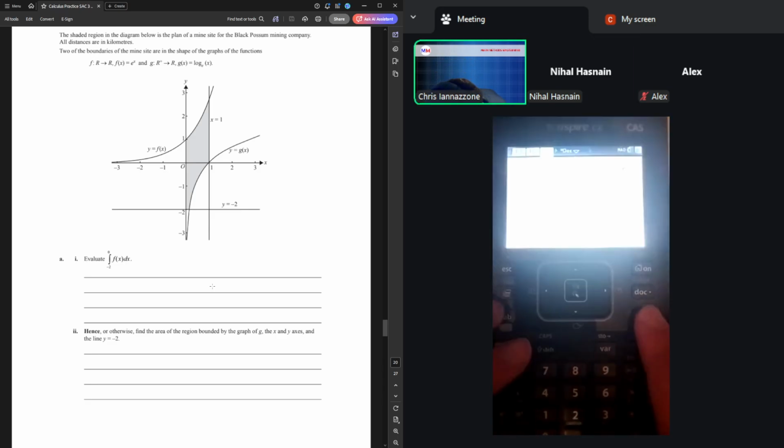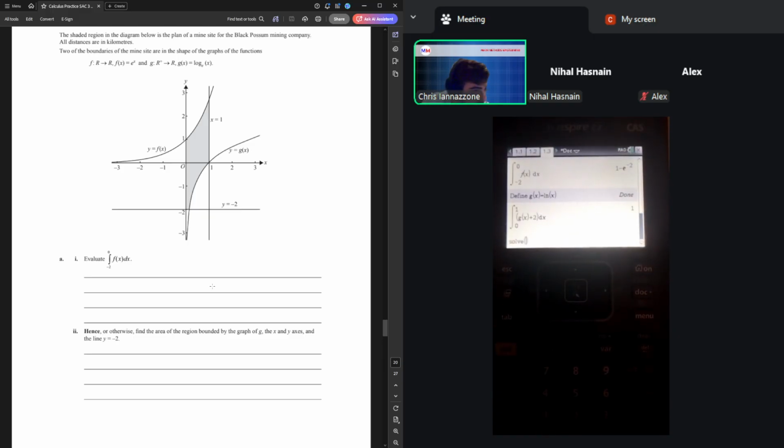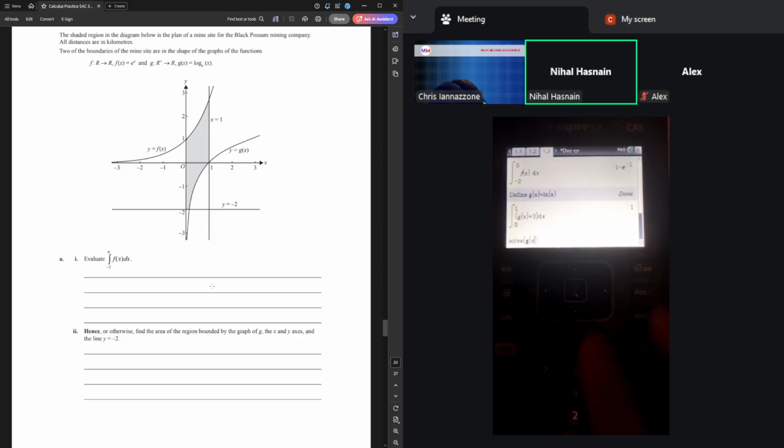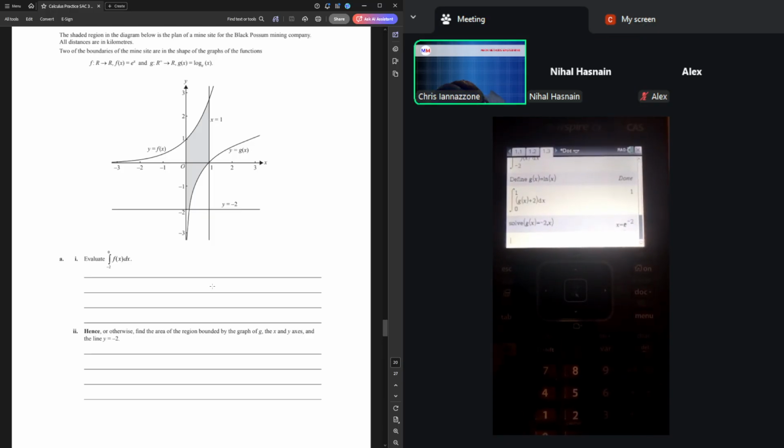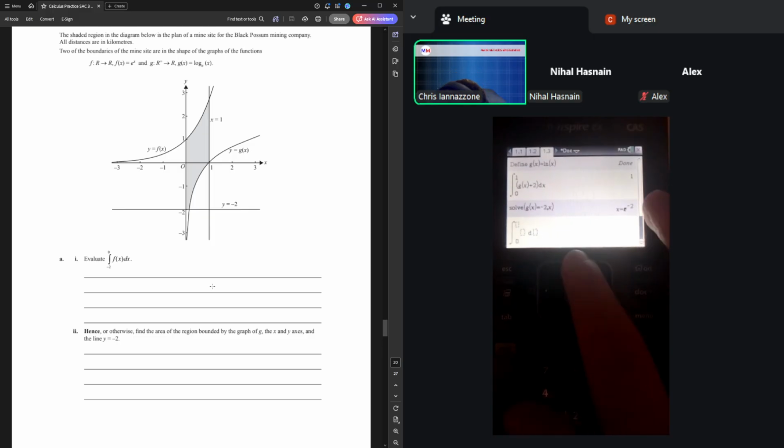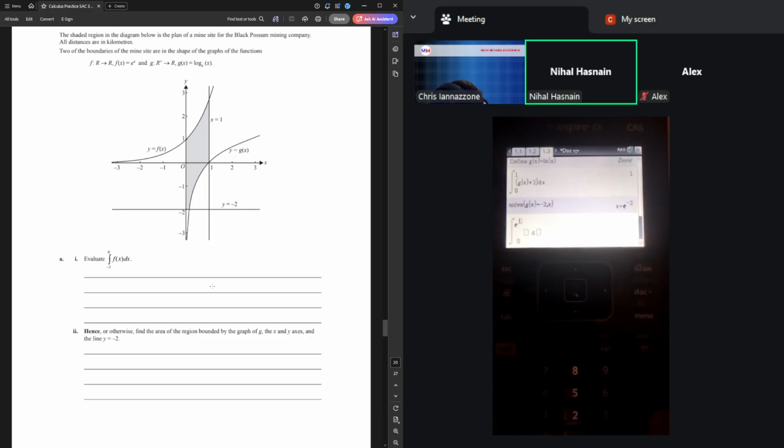So, okay, finding that, we need to figure out where does g equal negative 2 to get our x value. So g of x equals negative 2, comma x. That's going to get us that as our integral bound. So from there, we're going to do from 0 to e to the minus 2, and that's just going to be the area under negative 2.